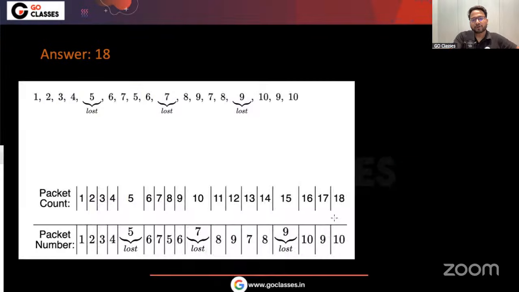Now let's move to the next question. So you might have seen the solution. I've actually written the detailed solution. Okay, and if you have seen, I've written the detailed solution already.